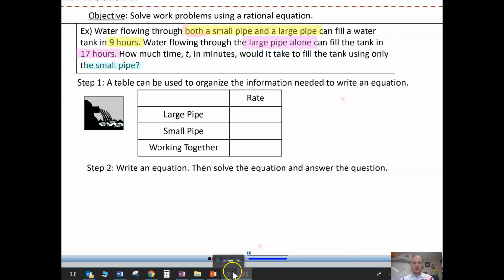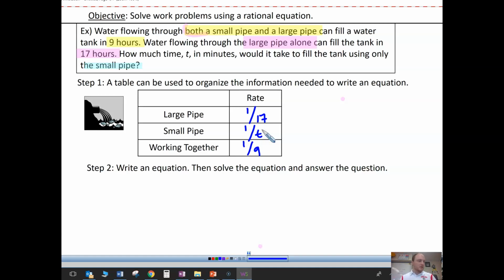Okay, so note that them working together, they can do it in 9 hours. So that is 1/9. Now, if the large pipe is working alone, it takes the large pipe 17 hours. Okay. Now, what's the rate for the small pipe? Well, we don't know how much time it takes for the small pipe, so that's 1/t. Okay, so those are the rates for each of those individual pieces.